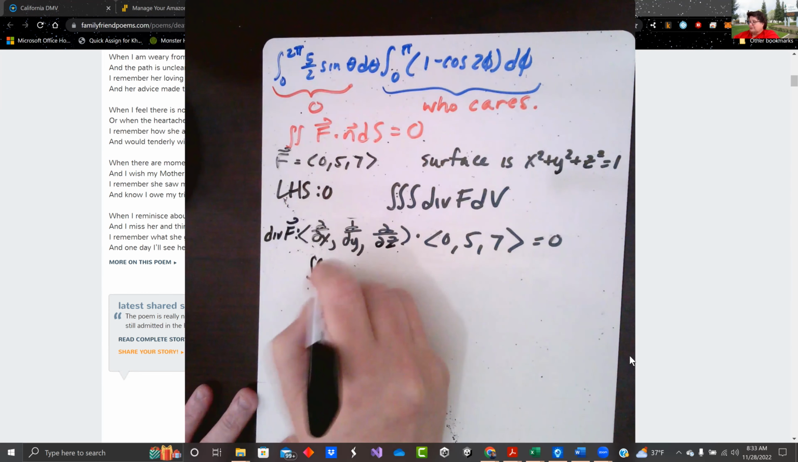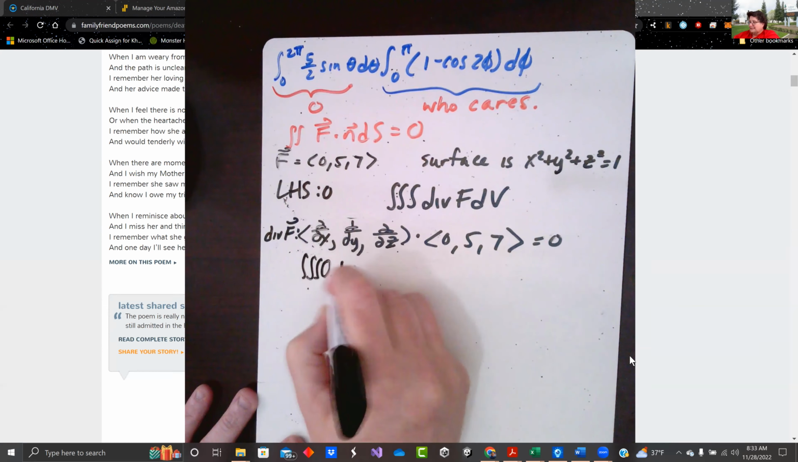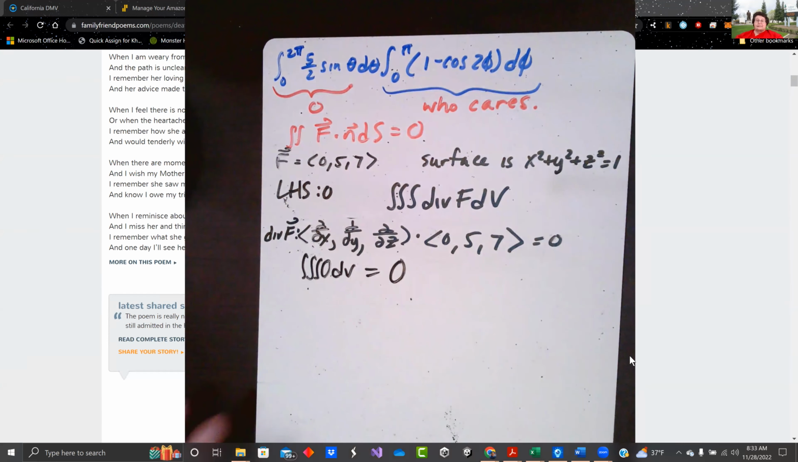So we got the triple integral of 0 dV is 0. And then the normal, and this is... wait a second. That's a constant. It's some constant, but that some constant is definitely 0. That's what we're saying. The constant is 0.